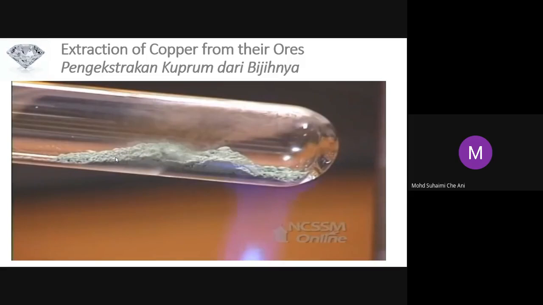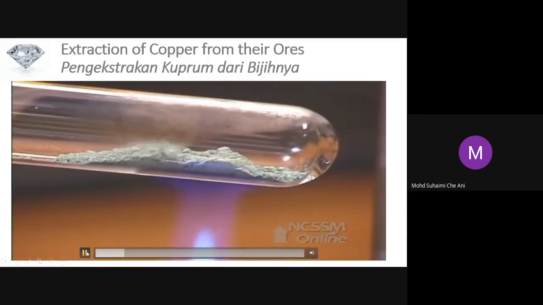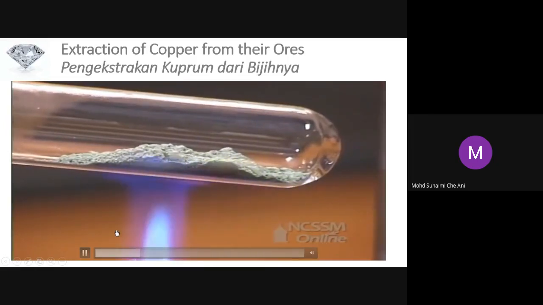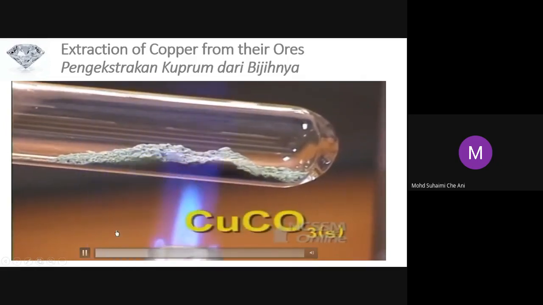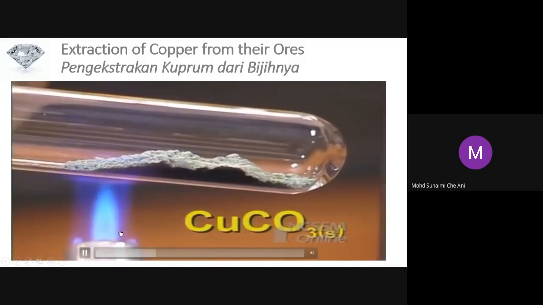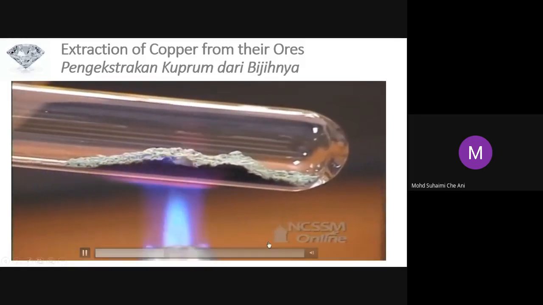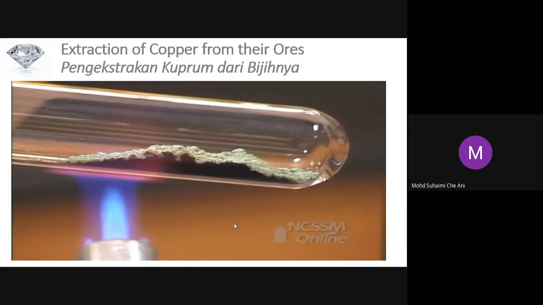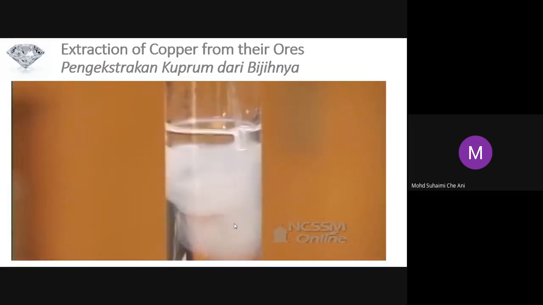Okay, dia ada copper, dan dia ada carbon, dia ada oxygen dalam malachite tersebut. So malachite is a copper carbonate. So when you heat up the copper carbonate, heat up the malachite, you will get copper and carbon dioxide. Because the carbonate is being released from the heating to react with oxygen to produce carbon dioxide.